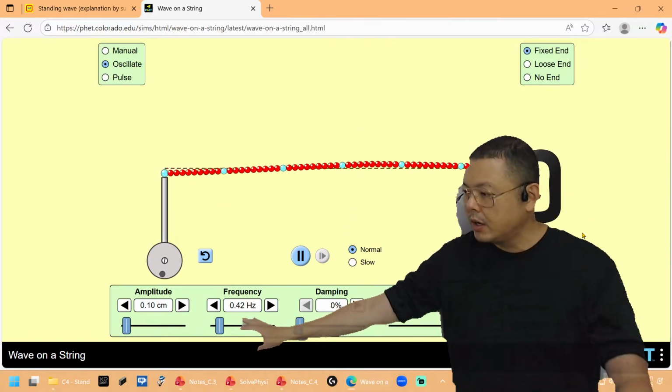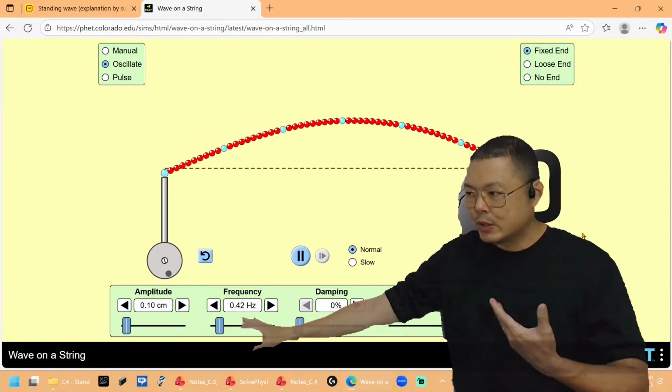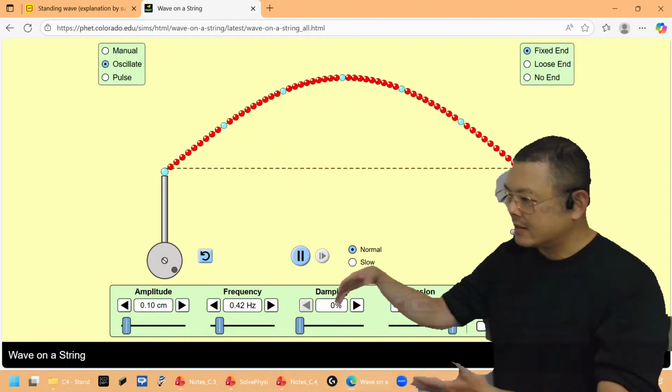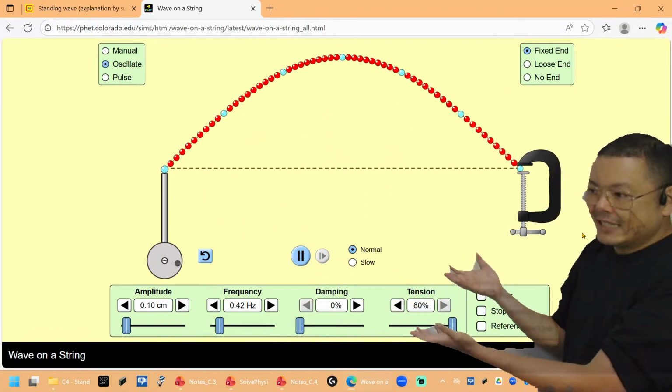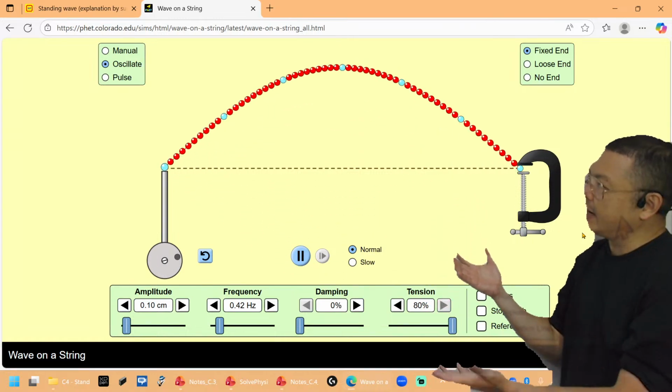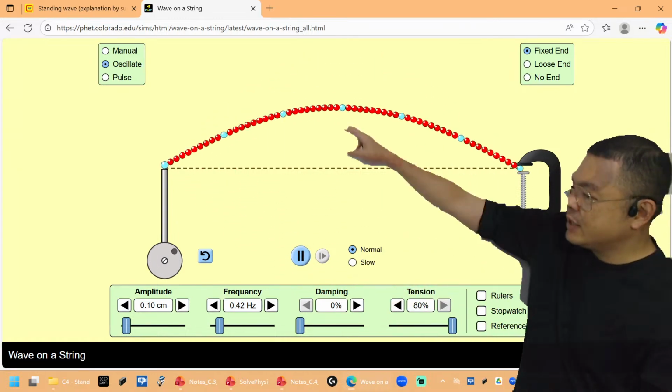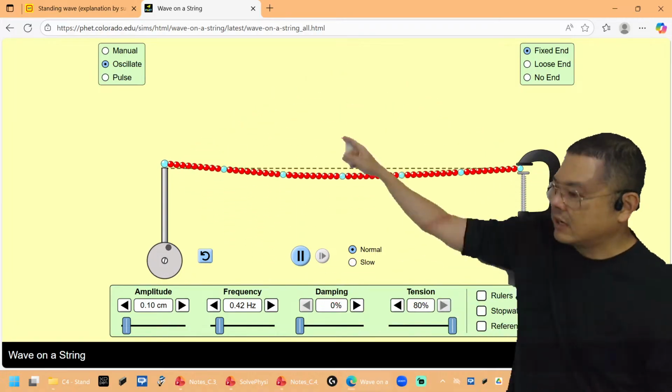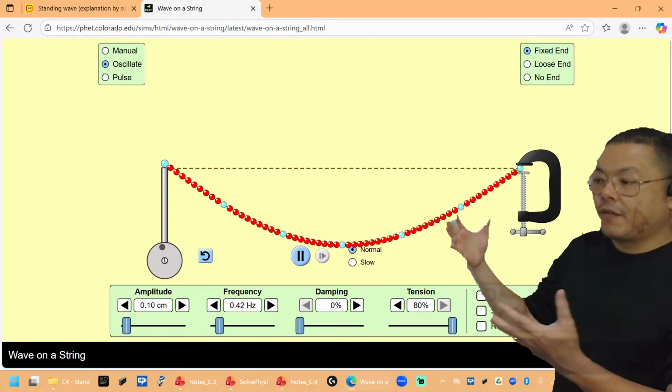I started from 0. At 0.2 hertz, there was no standing wave. At 0.42 hertz, suddenly there's a standing wave. This is a hallmark of a standing wave. What you can see is that there's an antinode, a very large oscillation up and down like this. This is your first harmonic.